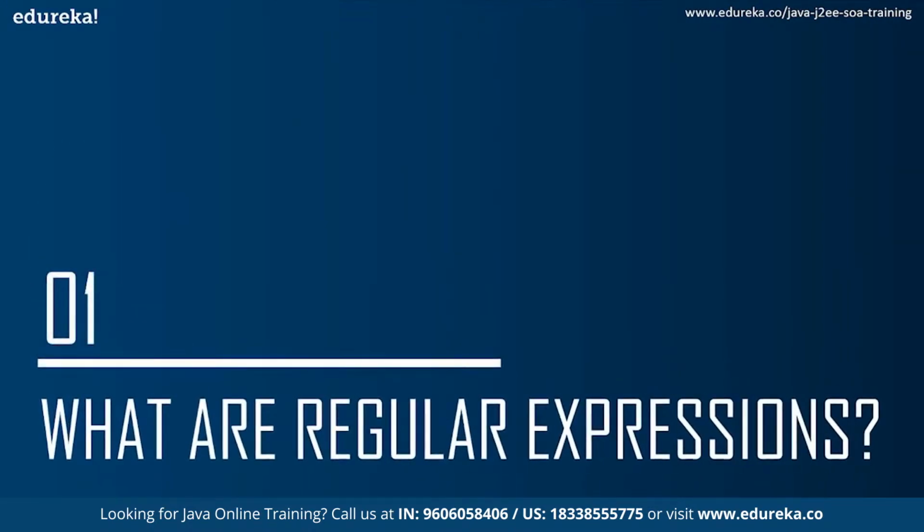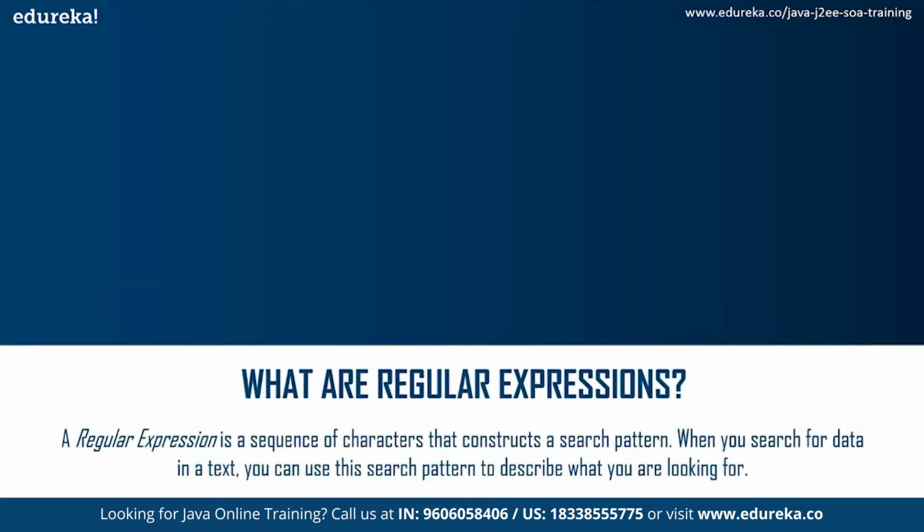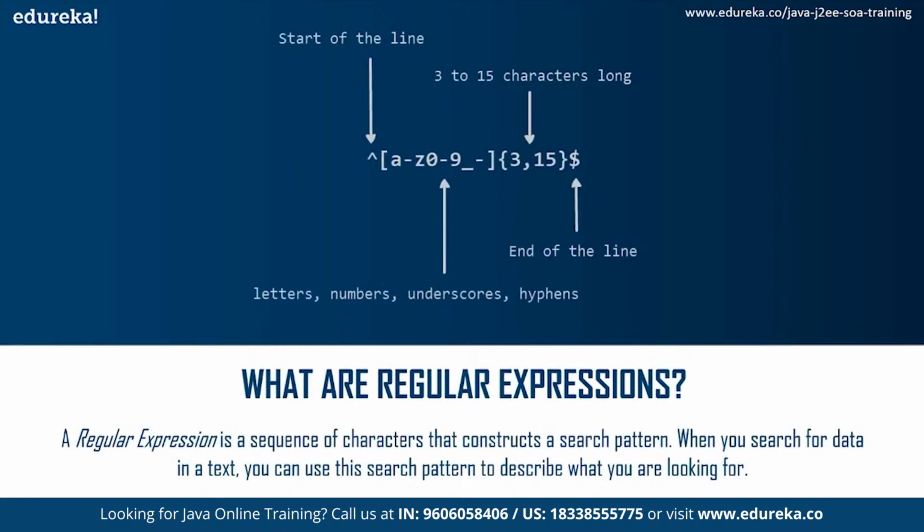First, let's understand what regular expressions are. A regular expression is a sequence of characters that constructs a search pattern. When you search for data in text, you can use the search pattern to describe what you are looking for. For example, with a regular expression like the one shown in the slide, the caret represents the start of the line. A set enclosed within square brackets represents letters, numbers, underscore, hyphen, everything. It comprises all the alphabets, numericals, and special characters as well.